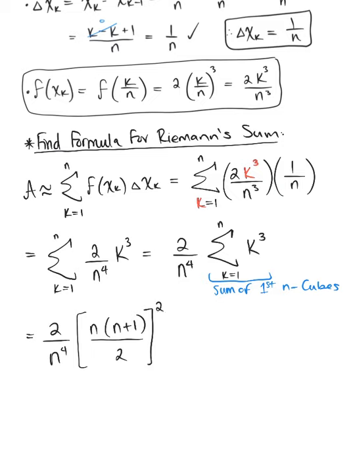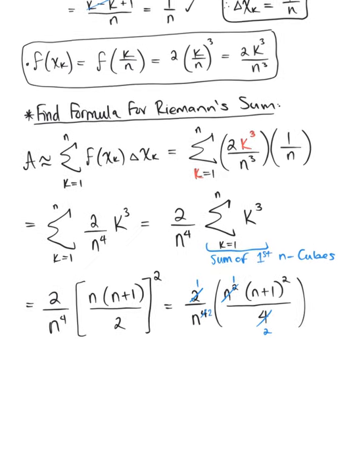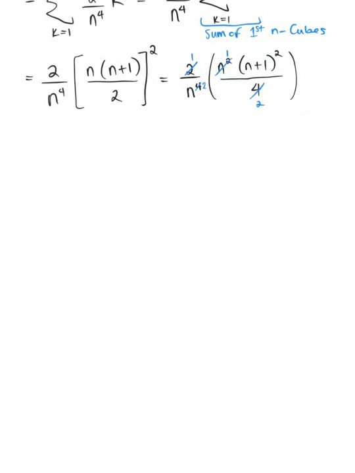So we can simplify now. This is going to be 2, all divided by n to the 4th, and I'll distribute that square through. So this is going to be multiplied by n squared times n plus 1 squared, all divided by 2 squared, which gives us 4, and we can simplify. So we know, of course, 2 goes into 4 2 times, and the n squared will cancel with 2 of those n's in the denominator. And so this is leaving us with 1 over 2n squared.